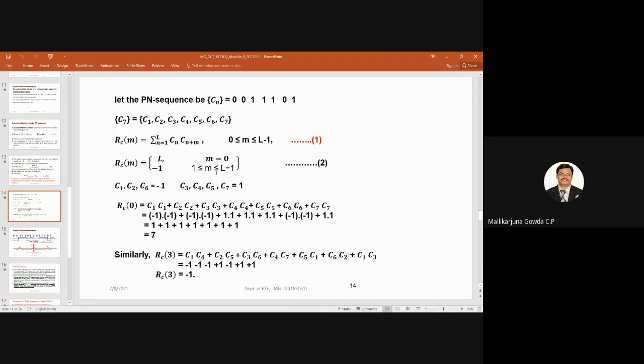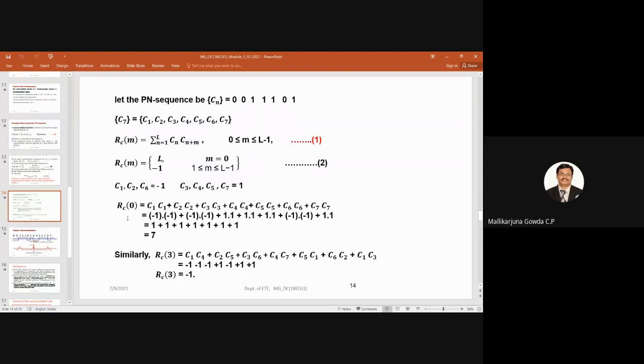So here the sequence, that is C1 is this one, right? Then C2 and C6, I denote that as minus 1 because it is 0. Okay, I represent 0 by minus 1. Then C3, C4, C5 and C7 are having a positive value, that is 1, right?